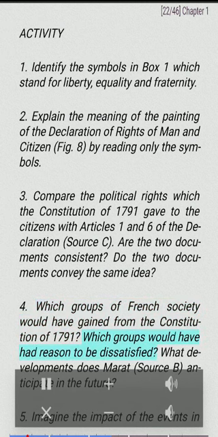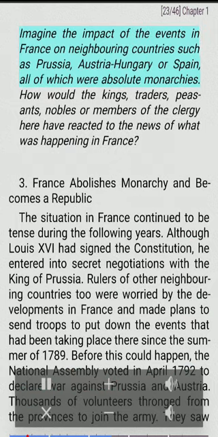4. Which groups of French society would have gained from the Constitution of 1791? Which groups would have had reason to be dissatisfied? What developments does Marat, source B, anticipate in the future? 5. Imagine the impact of the events in France on neighboring countries such as Prussia, Austria-Hungary, or Spain, all of which were absolute monarchies.